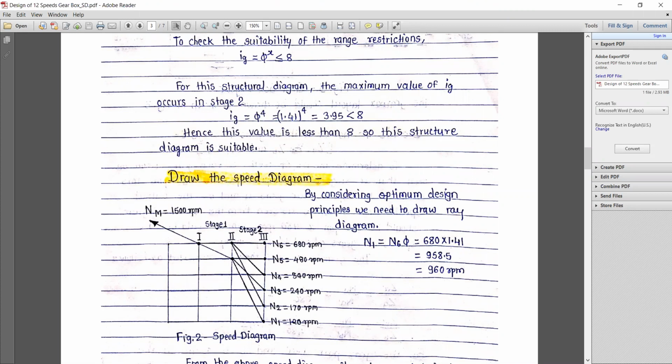So 1.41 raised to 4 is equal to 3.95, which is lesser than 8. Hence, the value is less than 8. This diagram is a suitable diagram.